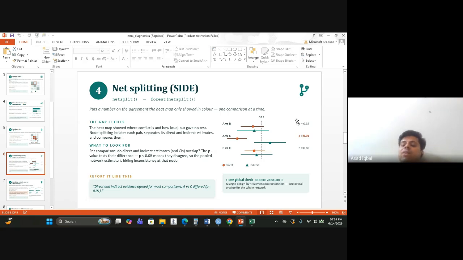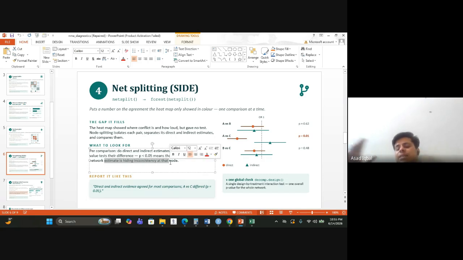Here you will have a p-value, and that p-value will describe whether there is a significant difference between the direct and the indirect evidence. If there is a significant difference, it means that your indirect evidence is not reliable. Like here, in the case of A versus C, the direct is there and the indirect is showing no difference, and that's why the p is significant. What does this mean? This means they disagree. So the pooled network estimate is hiding inconsistency at that node. There is some inconsistency.